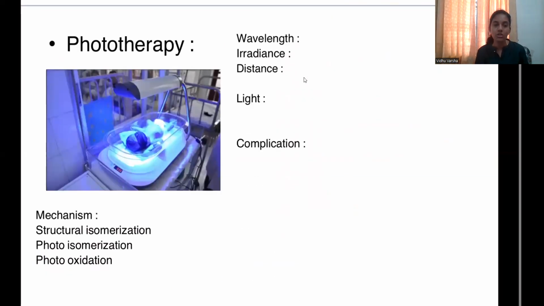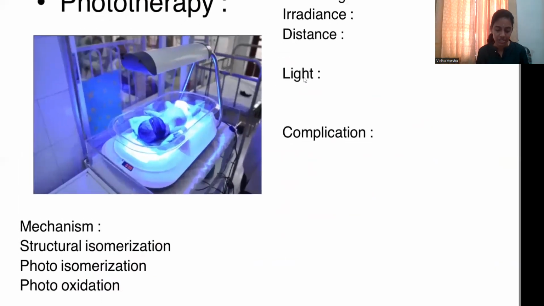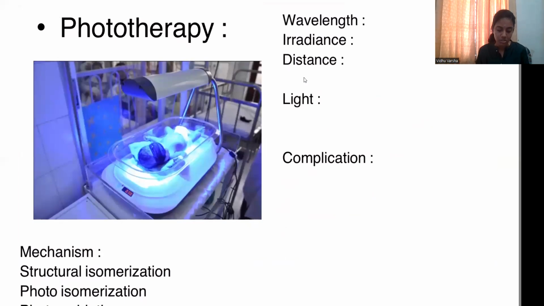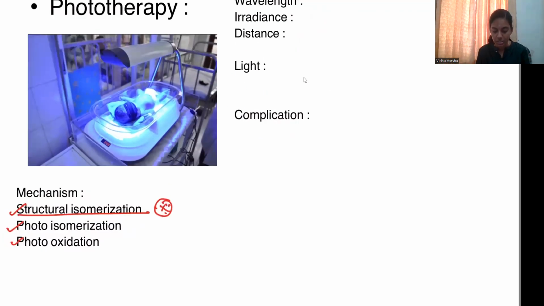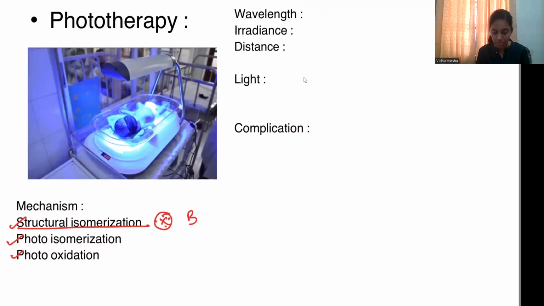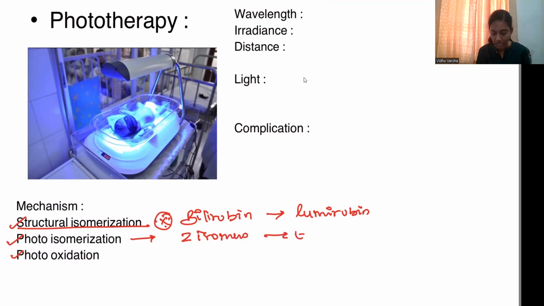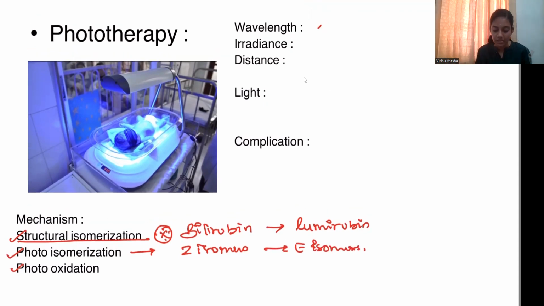Okay. Yes, coming on to your phototherapy. This is your phototherapy. So what are the mechanisms that are going on inside phototherapy? One is structural isomerization. Second is photoisomerization. Third one is photooxidation. Structural isomerization is the most important mechanism, right? In structural isomerization, your bilirubin is being converted into lumirubin, which is getting excreted in the urine. While in photoisomerization, your Z isomers are getting converted into E isomers.